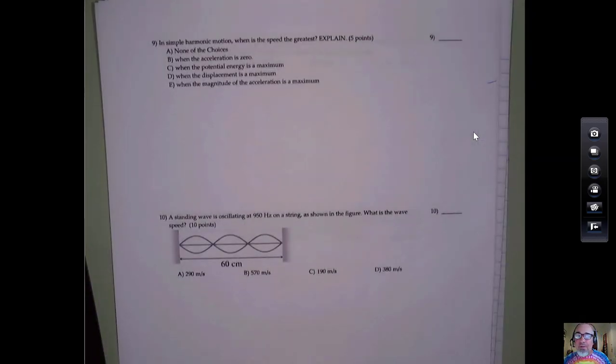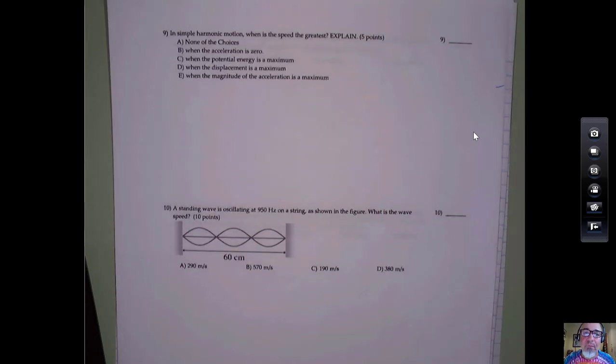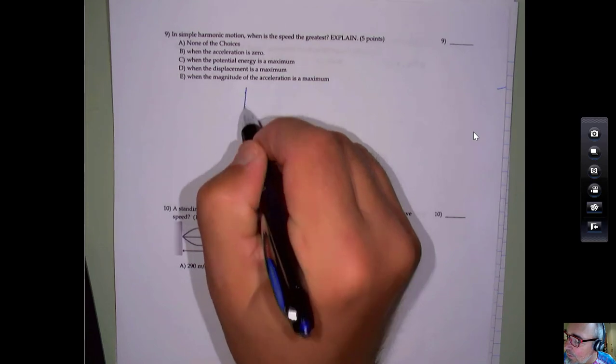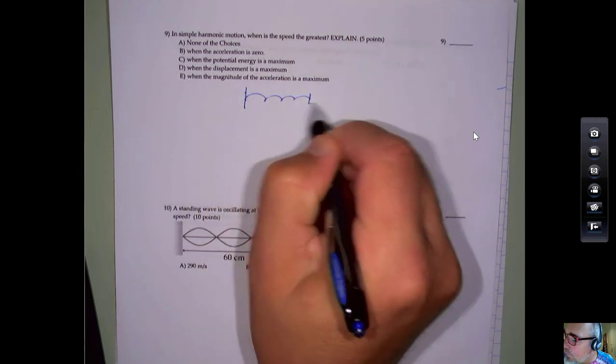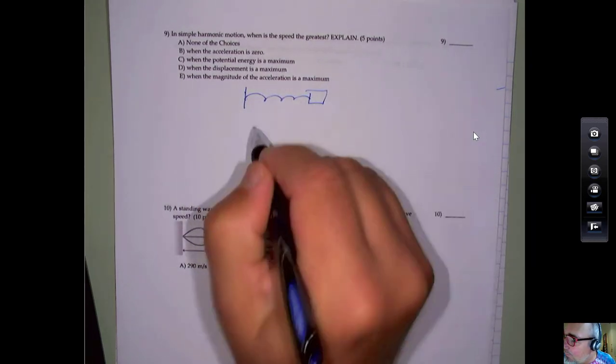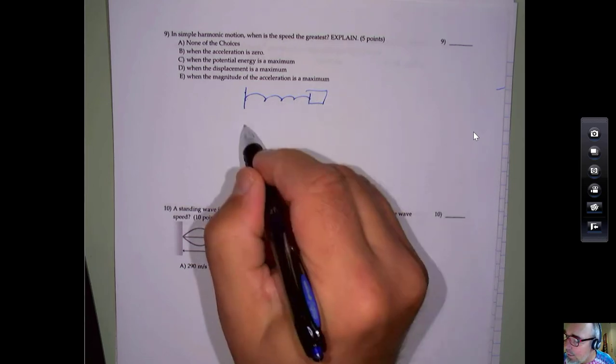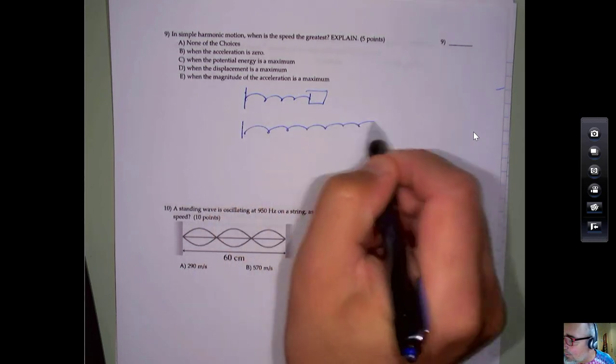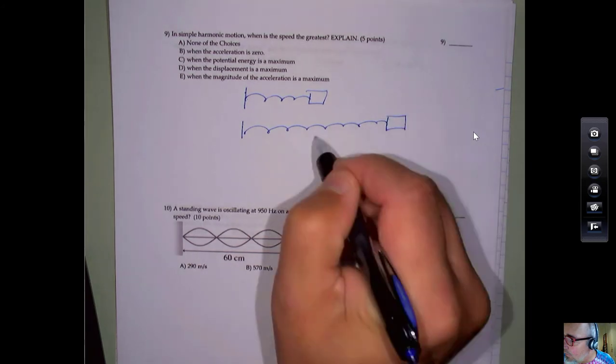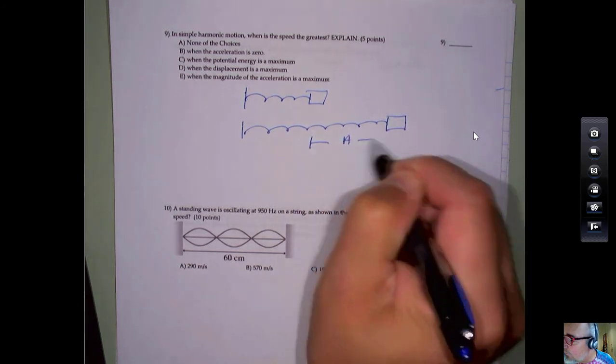Simple harmonic motion. When is the speed the greatest? Let me draw a little picture of a spring. So pretend there's a mass on a spring. This is its relaxed length. You take it and you stretch it out here and you let it go. This is something called the amplitude.